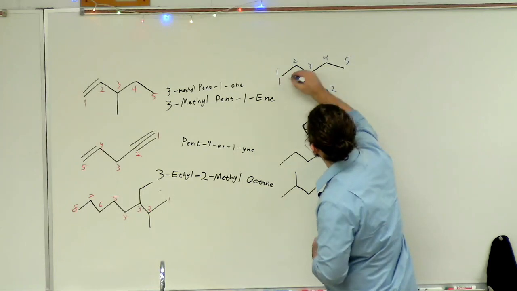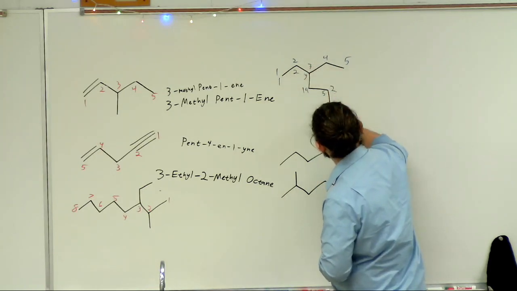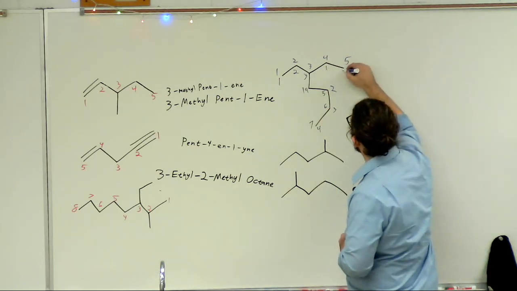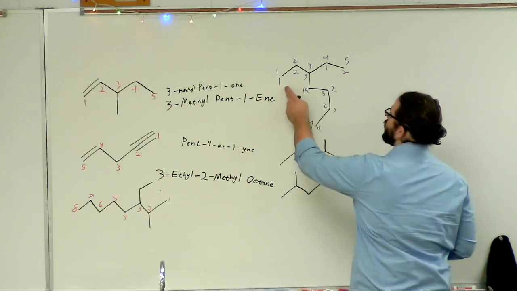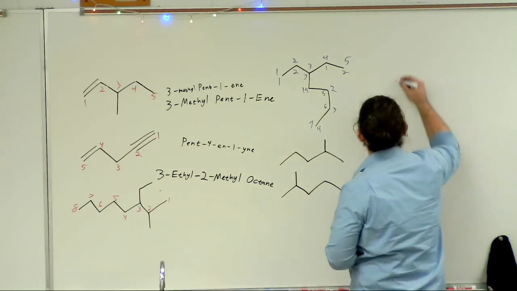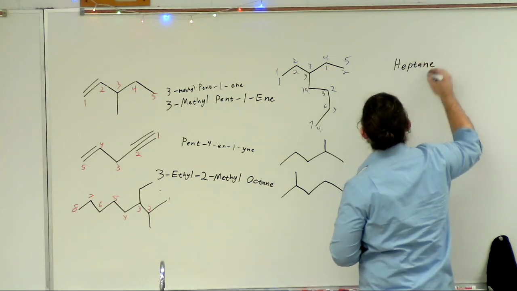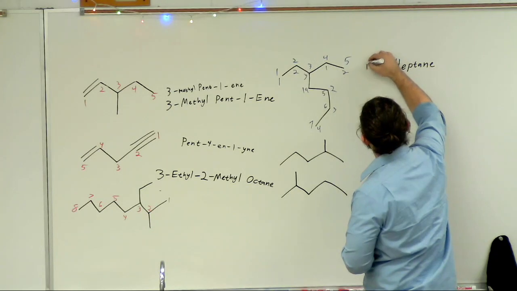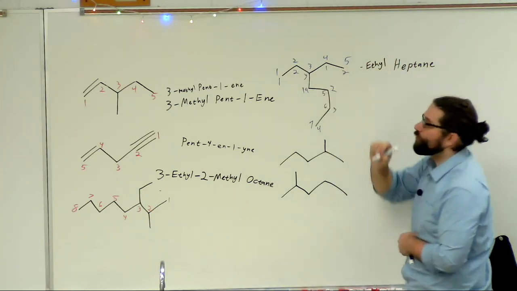This will get 1, 2, 3, 4, 5, 6, 7. That's why I've got a 7 carbon chain here with a 1, 2 side chain. So I need to name this according to my longest possible chain. So this becomes heptane. Heptane with a 1, 2 ethyl side group. And that starts on my 3rd carbon.